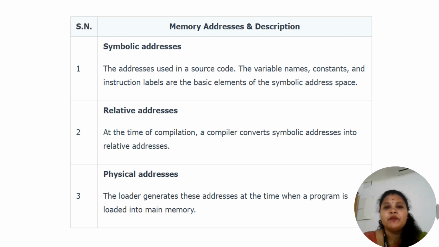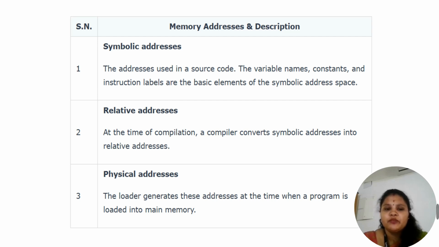So these are some memory addresses and descriptions. There are three types of memory addresses: symbolic addresses, relative addresses, and physical addresses. Symbolic addresses are those used in your source code, so variable names, constants, and instruction labels. These are the basic elements used in your symbolic address space.